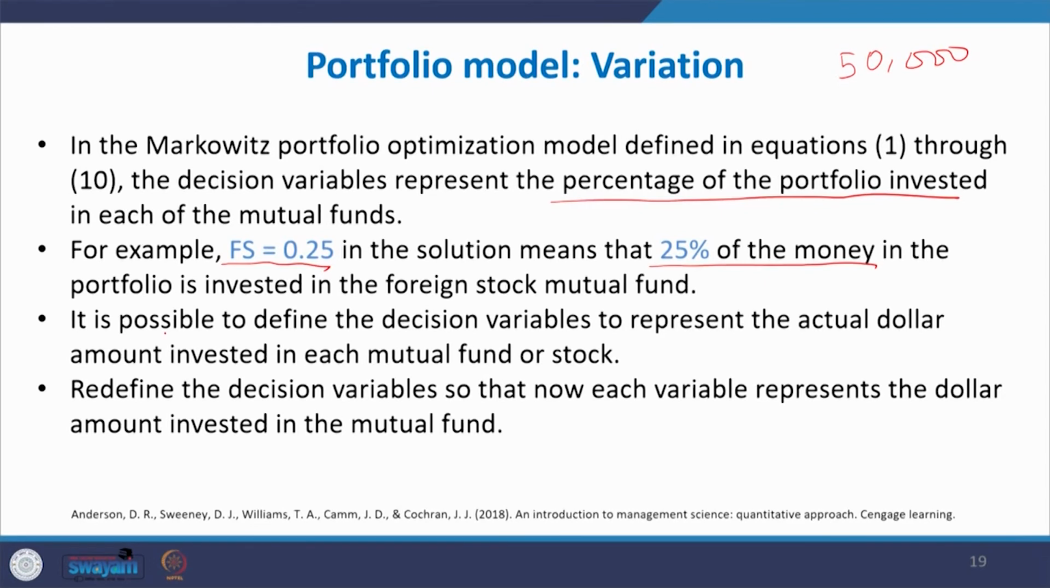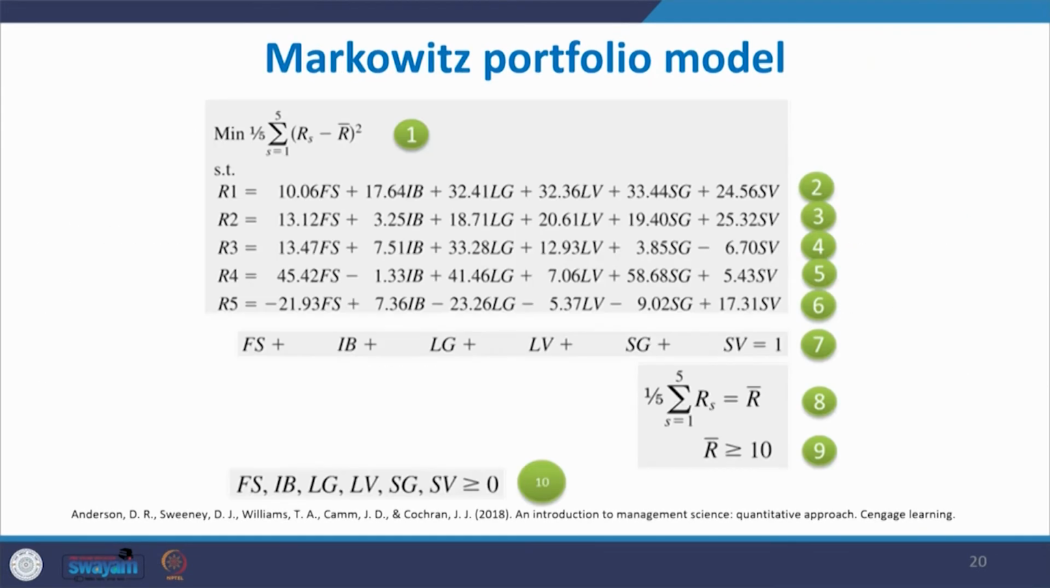Now, it is possible to define the decision variables to represent the actual dollar amount invested in each mutual fund or stock. When we say actual dollars, we are more comfortable than with percentages. So we can redefine the decision variables so that each variable represents the dollar amount invested in the mutual fund. This is a little more practical application.